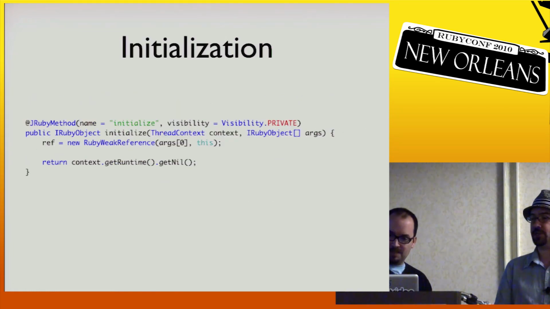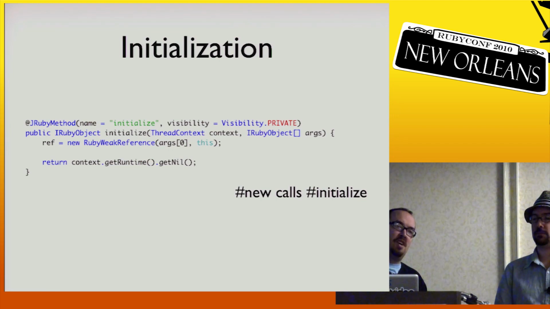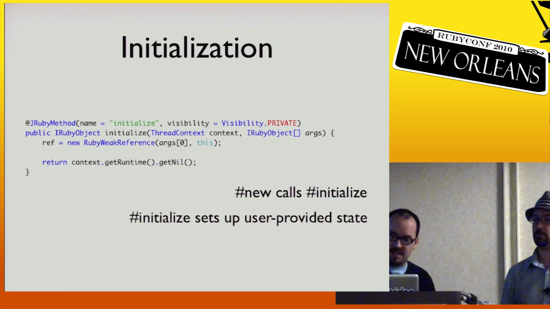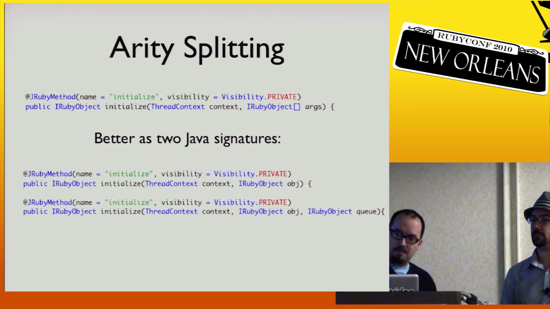Here we move on to initialization of the object. This is the initialize method that would be seen from Ruby. After allocation happens, new calls initialize, which then executes this code. That ref field that I said was nulled out now gets replaced with a Java weak reference type, where the first argument passed in is the object that you want to have a weak ref to. And we return nil because that's what you're supposed to do with initialize.